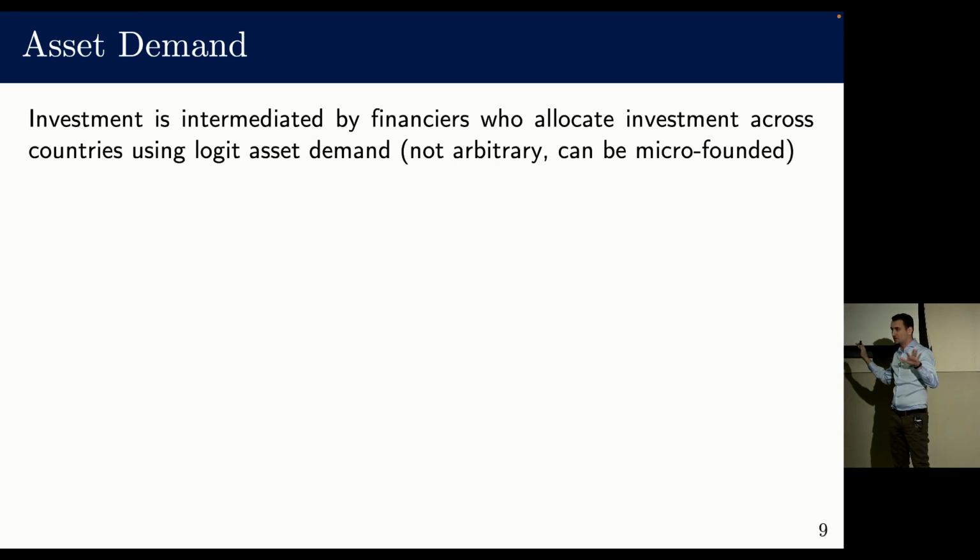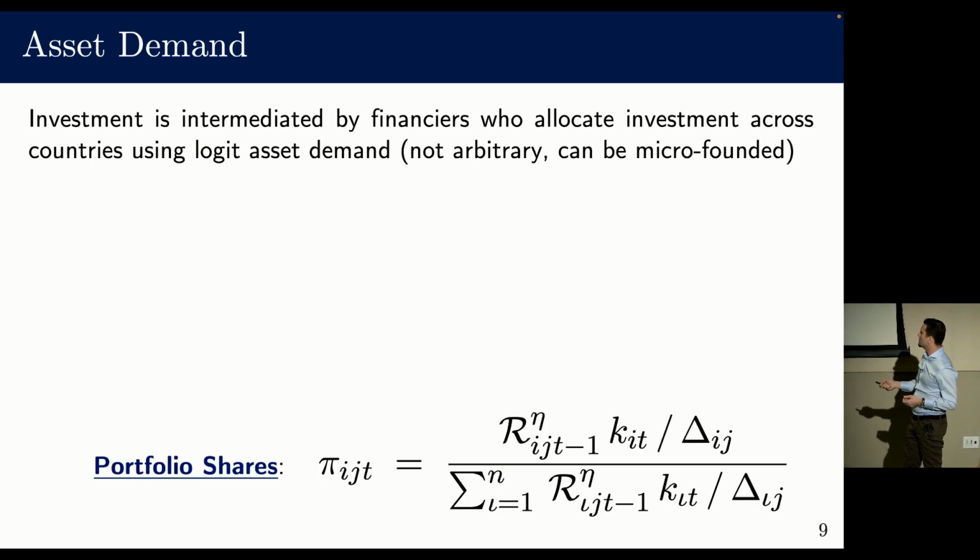Don't worry, we can microfound this. In the next slide, I'm going to talk about that. But let me first just give you the equation for the international portfolio shares. So pi_ijt is the share of J wealth, the wealth of origin country J, that is invested in the destination country I at time t. It depends on a bunch of stuff. Let me break it down for you.